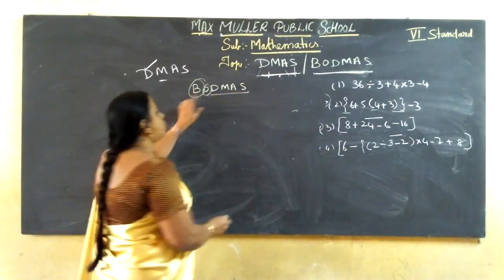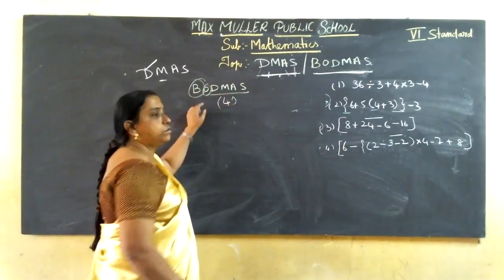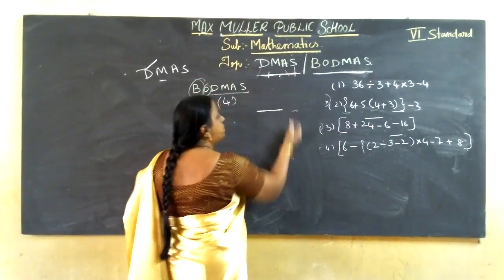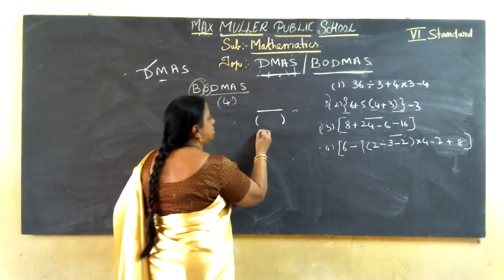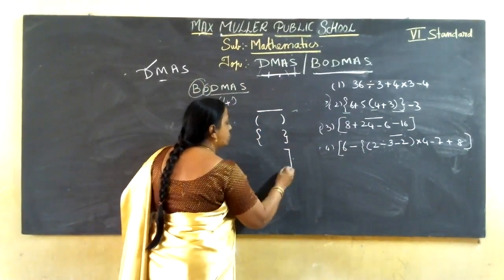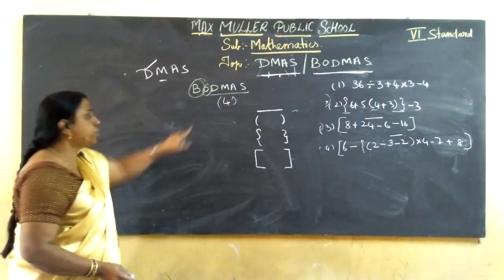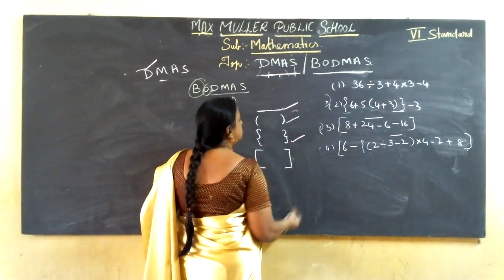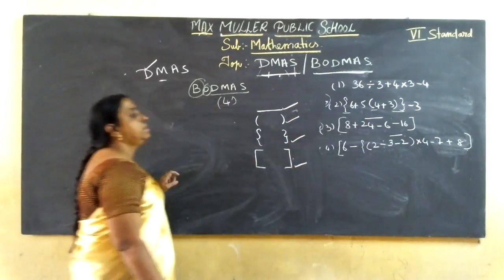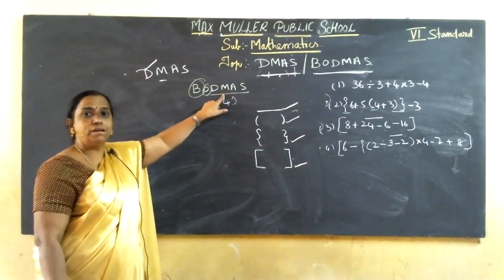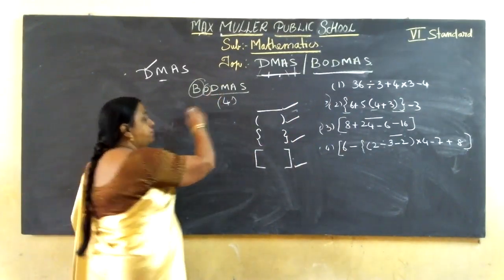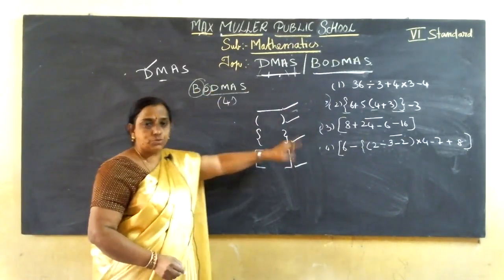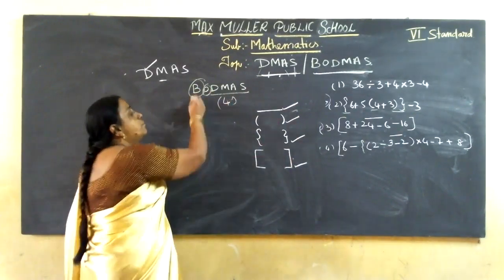Now here, there are four types of brackets. In the brackets also, you can't solve all the brackets together. So we will solve the bar first. This is the bar, this is the round bracket, the curly bracket, and this is the square bracket. So in brackets, first you should solve the bar, then the round bracket, then the curly bracket, at last the square bracket, then you should follow DMAS rules. Clear? If in a question you get these brackets and many operations together, you should follow which rule? BODMAS rules.